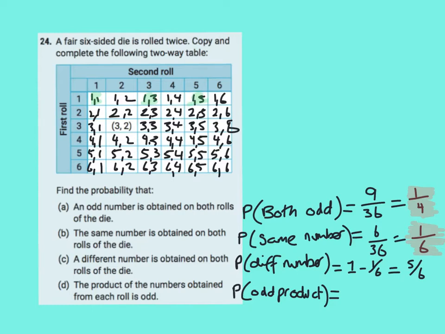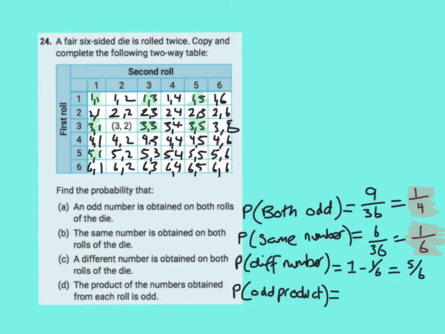2 by 1 is 2. 2, 4, 6, 8, 10, 12. So none of the 2 ones is going to be odd. I have 3 by 1. 3 by 3 gives me 9, which is odd. 3 by 5 gives me 15, which is odd. 3 by 6 is 18. That's fine. 4 by 1, 4 by 2. Anything by an even number is going to be an even number.